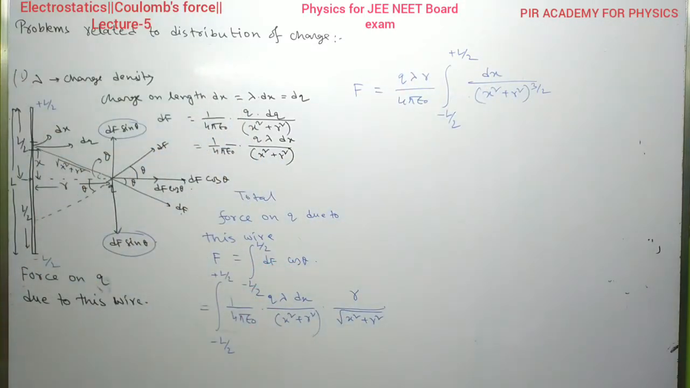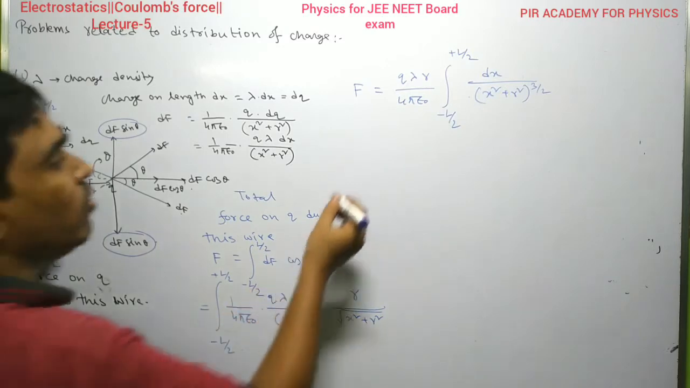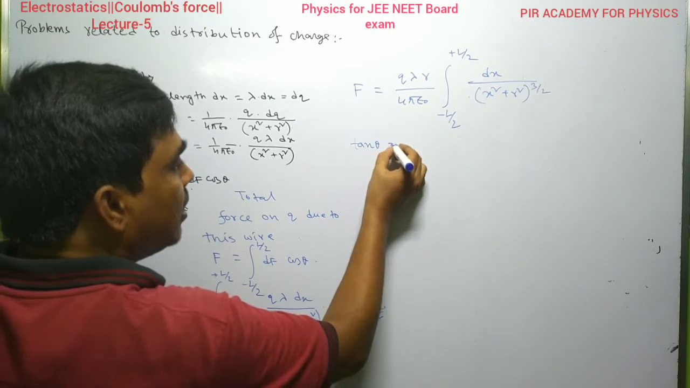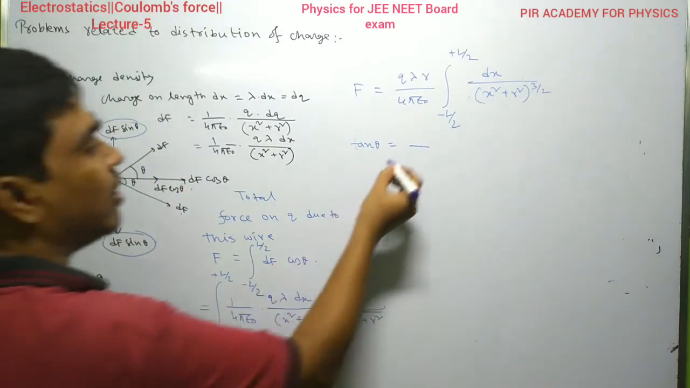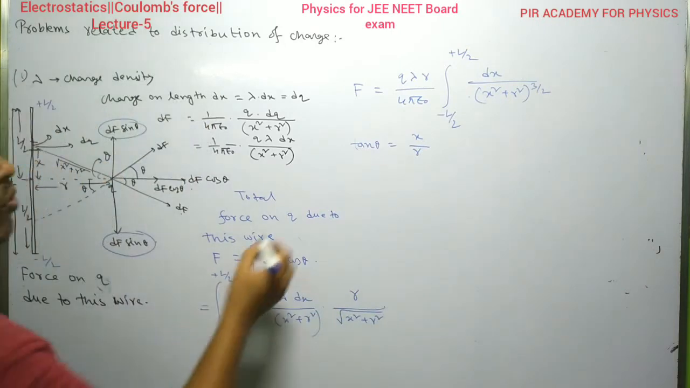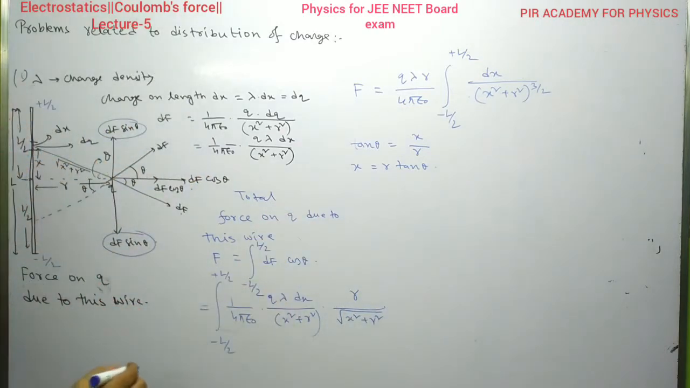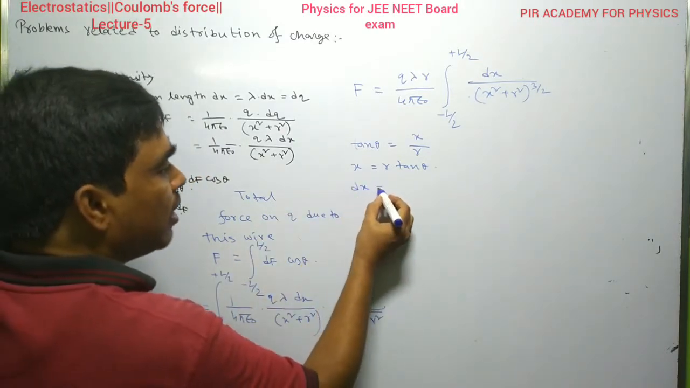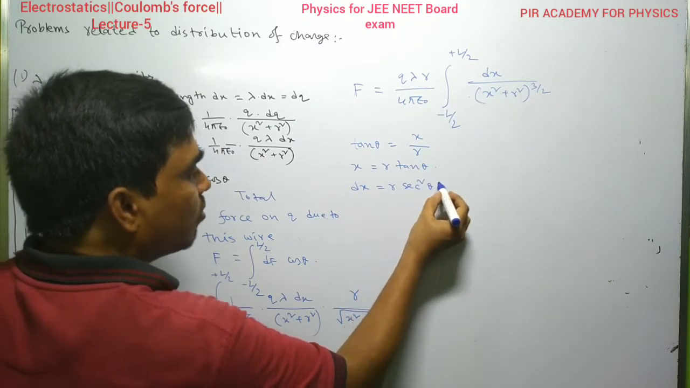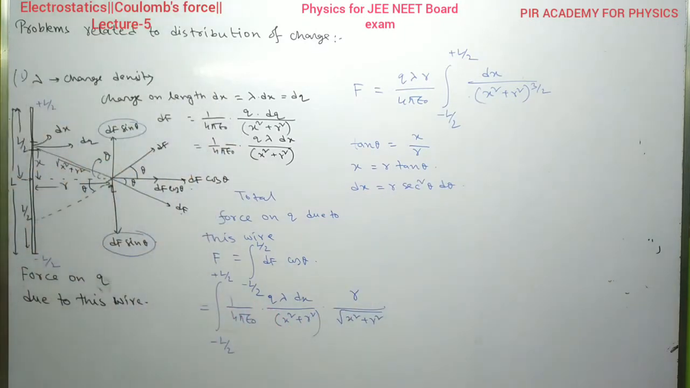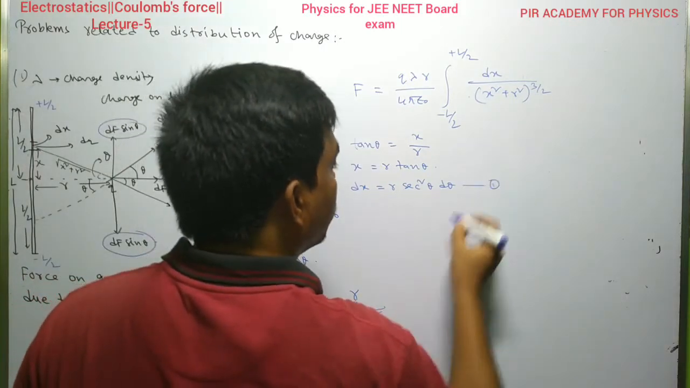So here this is a triangle, and through this triangle you can take tan theta. What will be tan theta? Tan theta will be x by r. So what will be x? x equals r tan theta, and if I differentiate this value, that means dx will be r sec square theta d theta. If I differentiate tan theta, it will be sec square theta d theta. Suppose this is equation number 1.